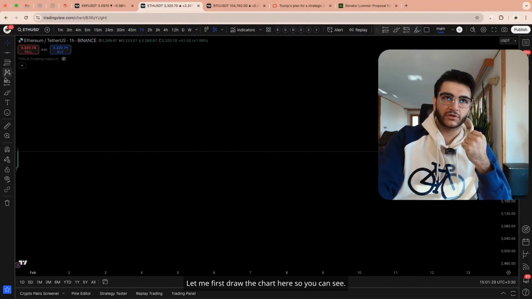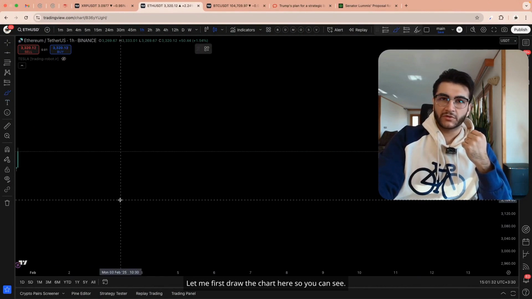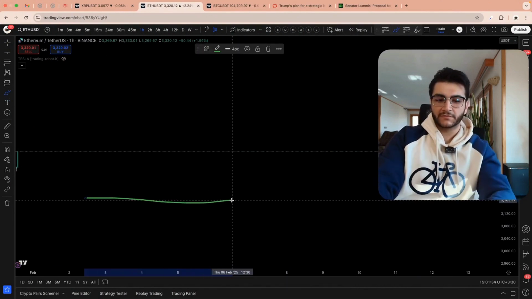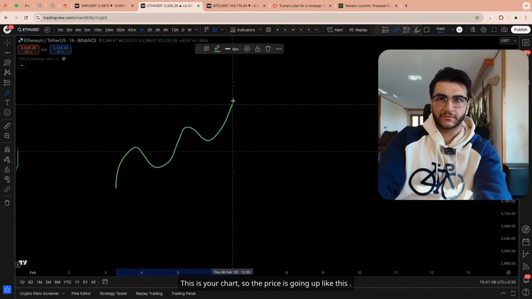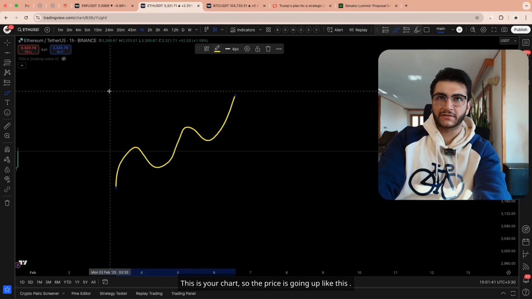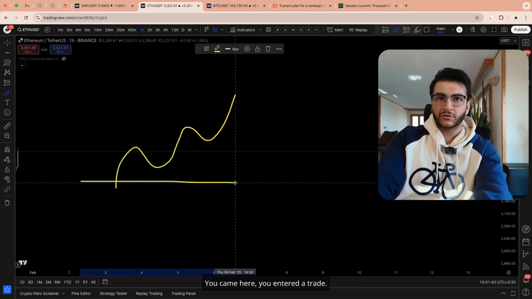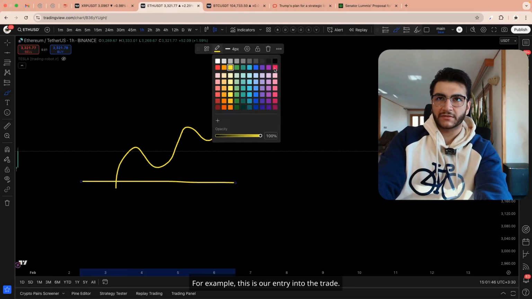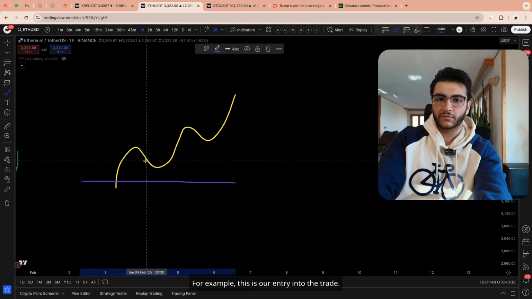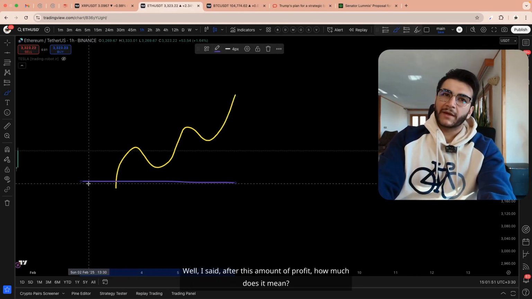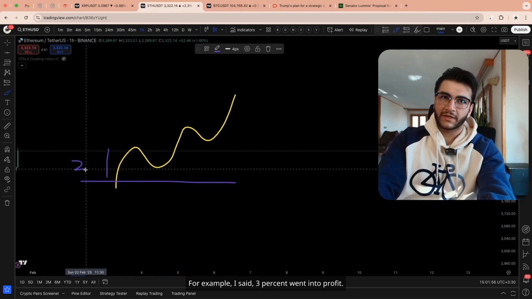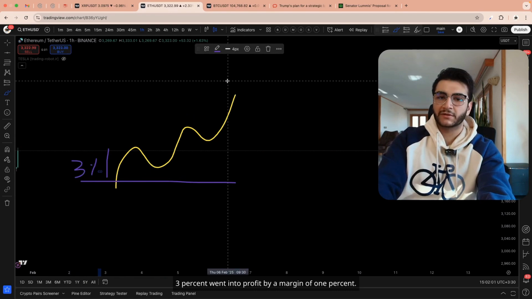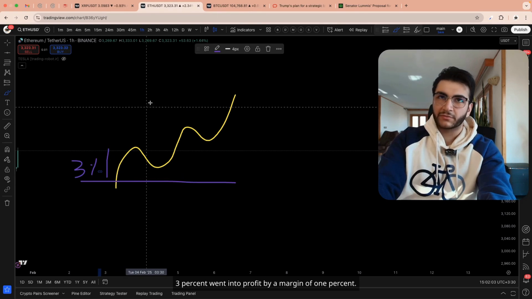Let me first draw the chart here, so you can see. This is your chart, so the price is going up like this. You came here, you entered a trade. For example, this is our entry into the trade. I said, after this amount of profit, for example, 3% went into profit, by a margin of 1%.